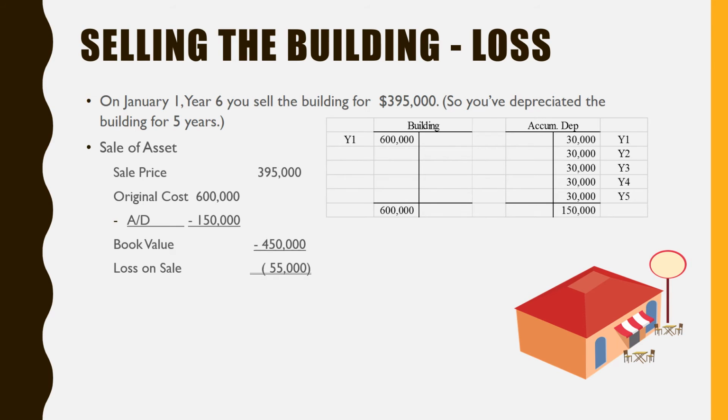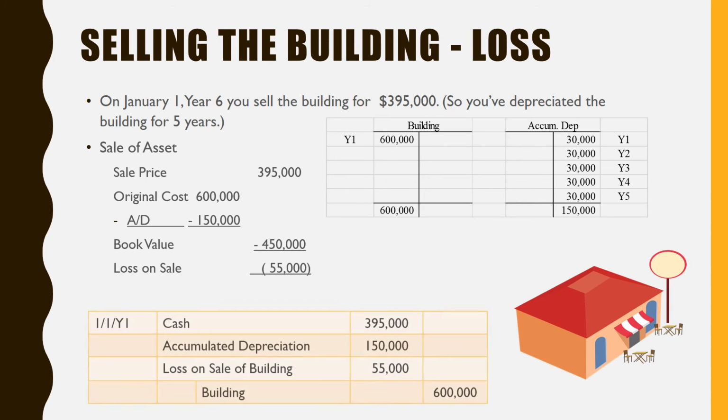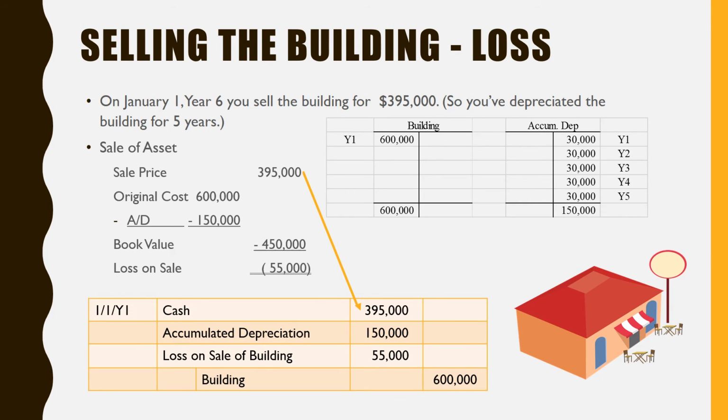Once you've got all that, you just slam all those numbers into a journal entry. So the cash, always start with the easiest one first. Cash, we got $395,000. We need to get rid of that $600,000 for the building. We need to get rid of that $150,000 in accumulated depreciation. So the loss must be a debit to make that balance. But more importantly, a loss is like an expense, so it has a debit balance. Gain is like revenue, so it would be a credit.